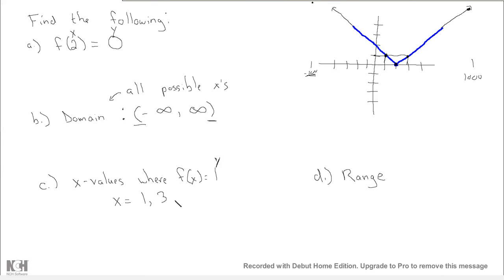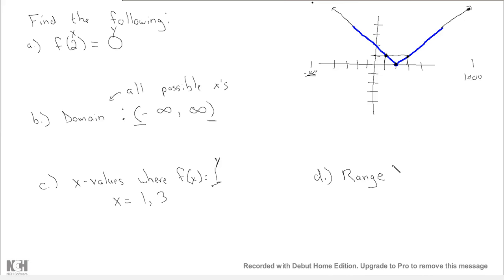So there may be more than one answer for this question, because as we see in this case, there are 2 points on the graph that have a height of 1, and that's at the x value of 1 and the x value of 3.